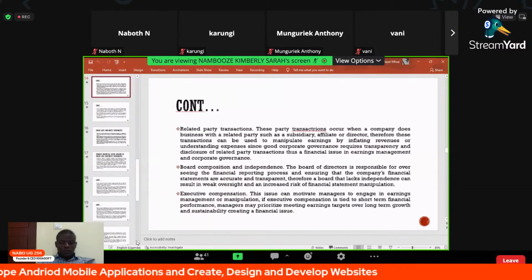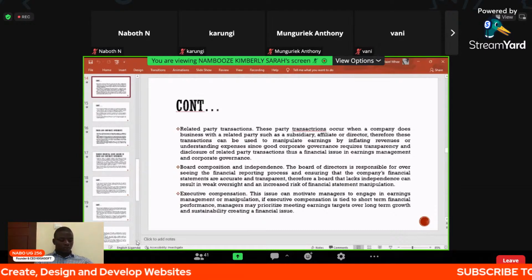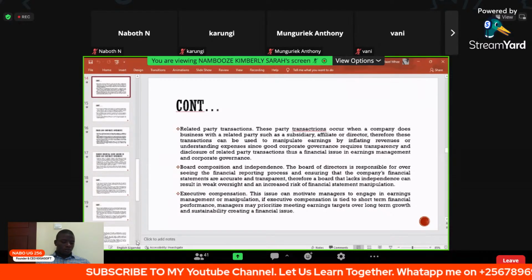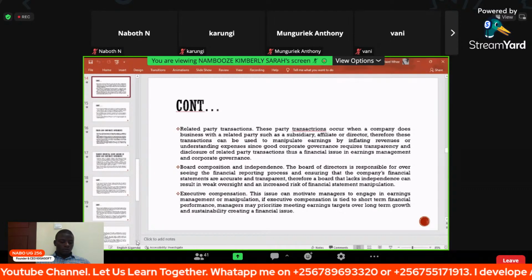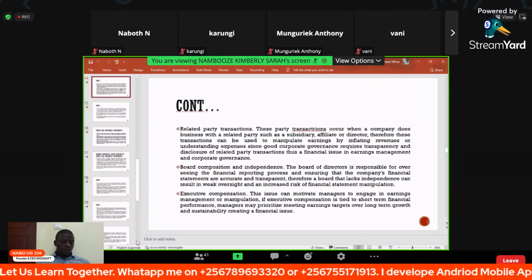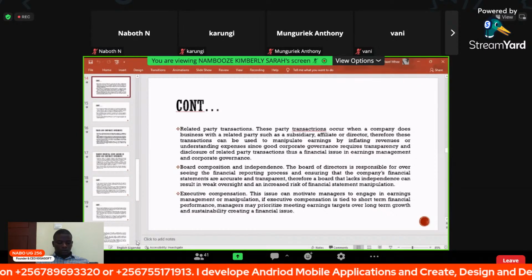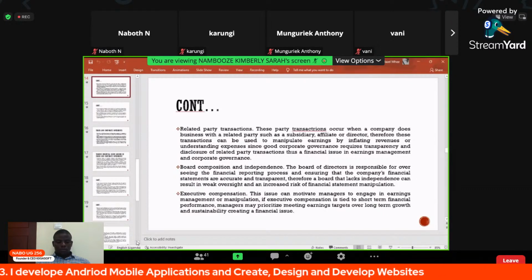We also have executive compensation. Here it comes in where, for example, the company will seem as if it compensates its employees so that maybe it can create a good image for itself, yet in actual sense the employees are not getting compensated the way they expected to.